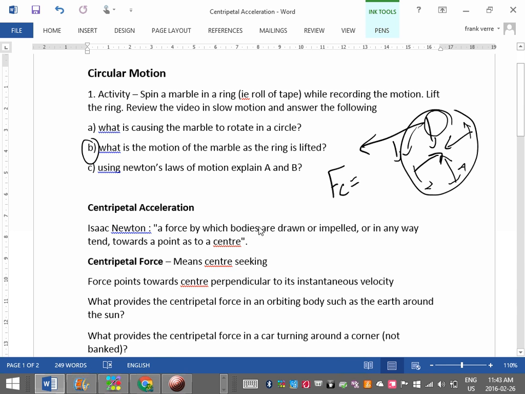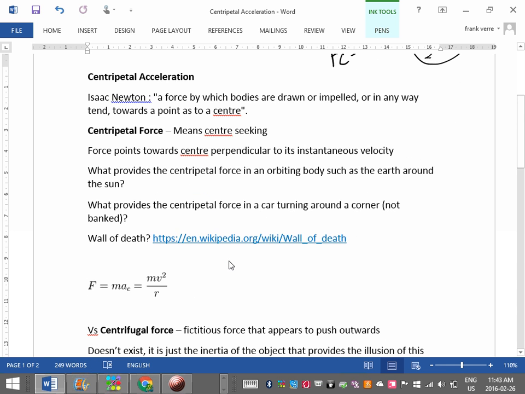Okay, so centripetal acceleration is this force. Isaac Newton called it a force in which bodies are impelled towards the center. Okay? They want to move towards the center. It's a center seeking force.